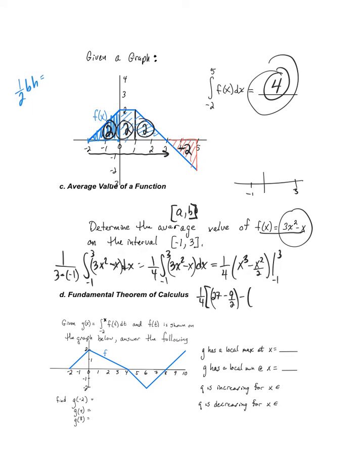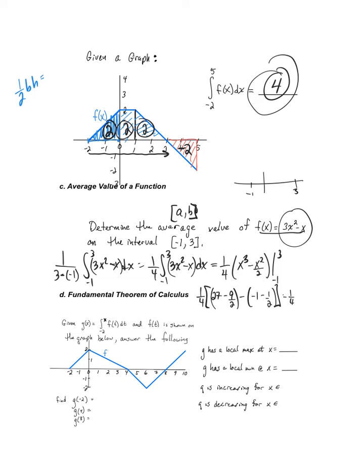Then subtract what we get when we plug in -1. -1 cubed is -1. And then when we have -1 squared, that's going to be 1 over 2, but we are subtracting 1 over 2. So we can clean up what's inside there. And it looks like we're going to get 27 plus 1, which is 28.